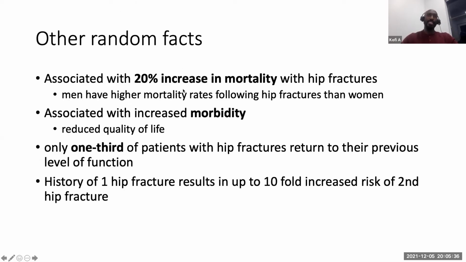Other random facts, just data, to bring some importance to the topic. When you do have a hip fracture, it's a 20% increase in mortality, meaning that your risk of dying increases 20% at 1 year whenever you have a broken bone. Even if you don't die, it's associated with increased morbidity, which means your quality of life is different.